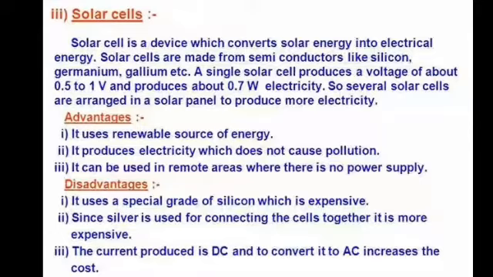The various disadvantages associated with solar cells are: first, it uses a special grade of silicon that is too expensive. Second, since silver is used for connecting these cells together, it is more expensive. Third, the current that is produced by solar cells is DC, that is direct current, and in order to convert it into alternating current, we have to use inverters or converters that increase its cost. So the solar cells are costly.